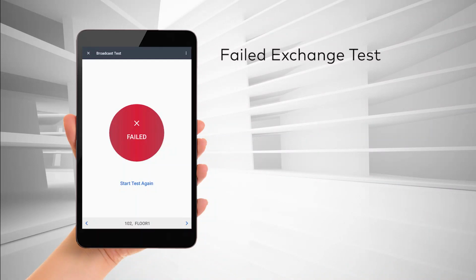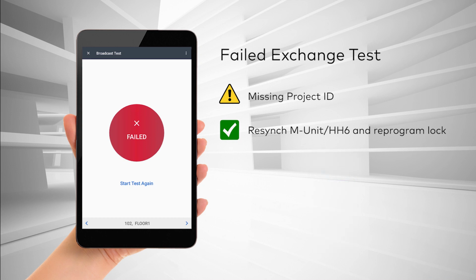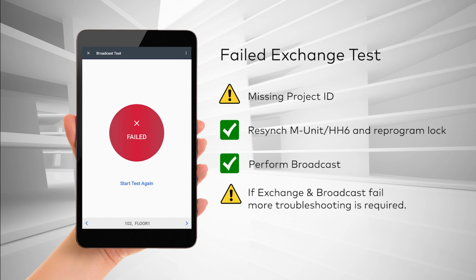If the exchange test fails, it may be that the BLE project ID has not been programmed into the lock. Resync your maintenance unit or HH6 and reprogram the lock. Then perform the test again. If the issue persists, perform a broadcast test to confirm that the BLE board is responding. If both tests fail, more troubleshooting is required.